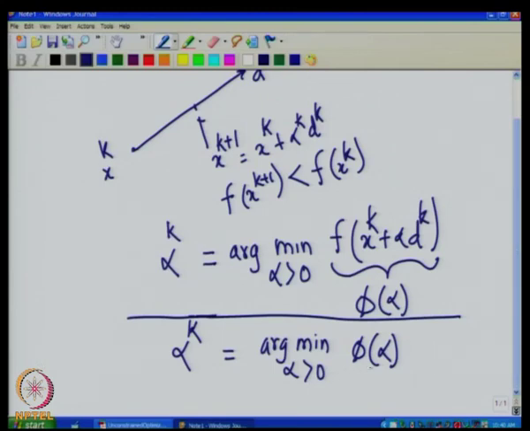So, we need to solve a one dimensional optimization problem in alpha to get alpha k, and then once we get alpha k, we plug in that value in this expression to get the new point x k plus 1, and clearly since we are minimizing this, f of x k plus 1 will be less than f of x k plus 0 alpha dk, which is nothing but f of x k. So, at every iteration one needs to solve a one dimensional optimization problem in alpha to get alpha k, and that is computationally expensive.